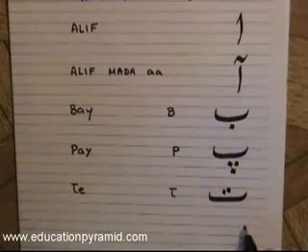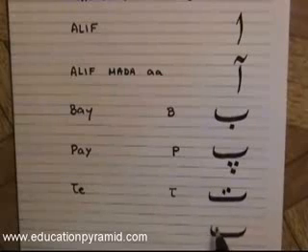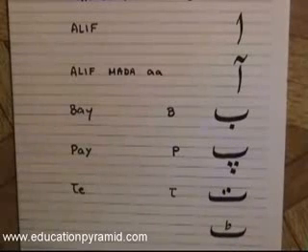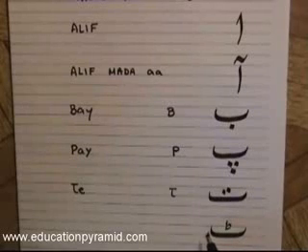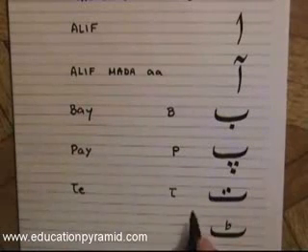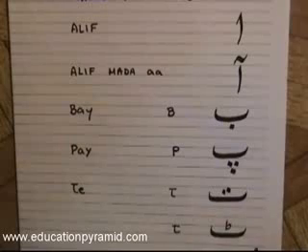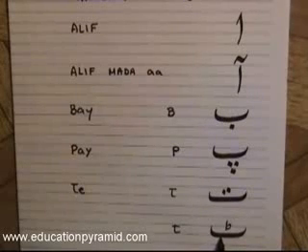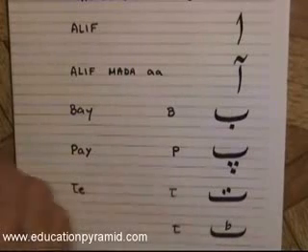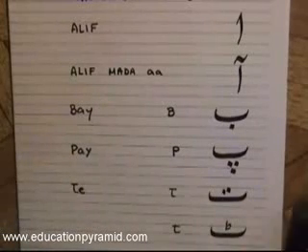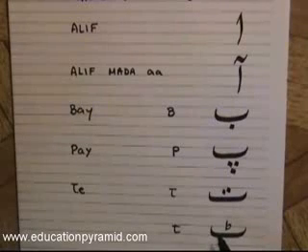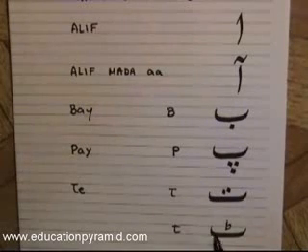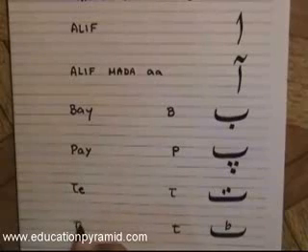Then we have a te sound. Next letter is te. Te is again similar like te, but here we are using the tip of the tongue. T, te sound, like table.